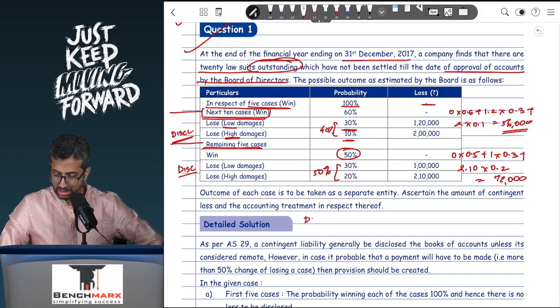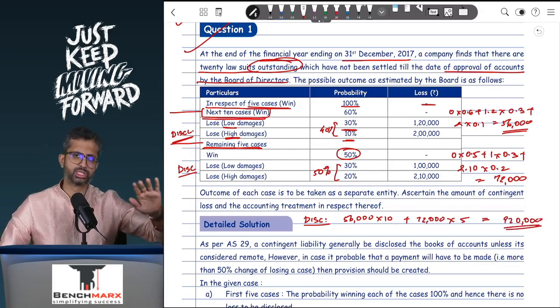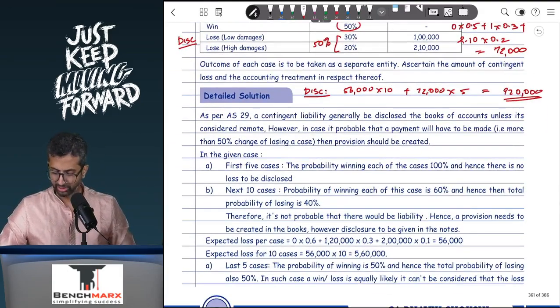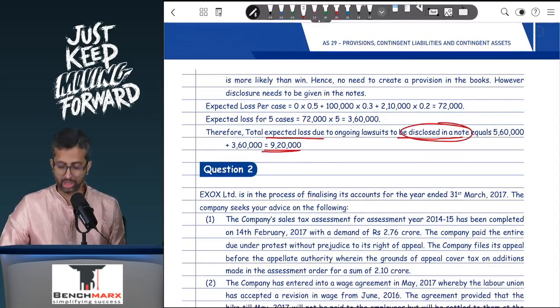So your total disclosure in the notes, unless given otherwise, you will follow the expected value method, will be 56,000 into 10 plus 72,000 into 5. So this comes to around 5 lakh 60 plus I think 3 lakh 60, and hence a 9 lakh 20,000 disclosure will be given in the notes. A very similar question is question number 16. If you want, you can try the same. So this is question number 1, where we have been told that there is a 9 lakh 20,000 expected loss to be disclosed in the notes because it is a contingent liability.